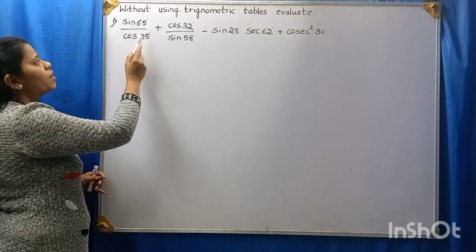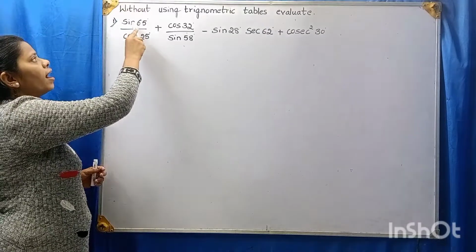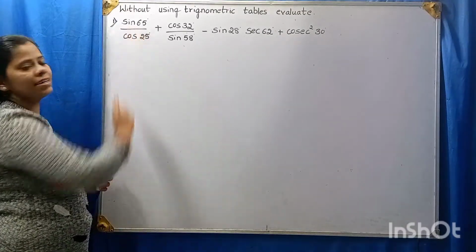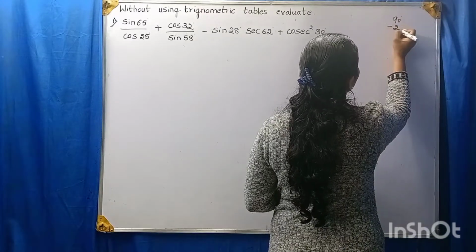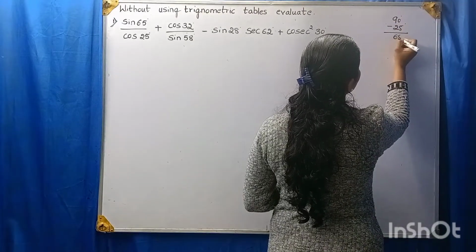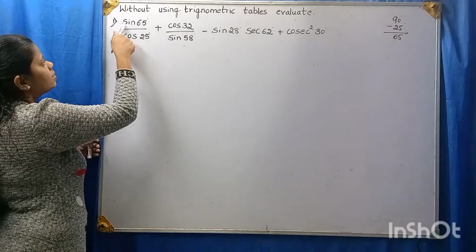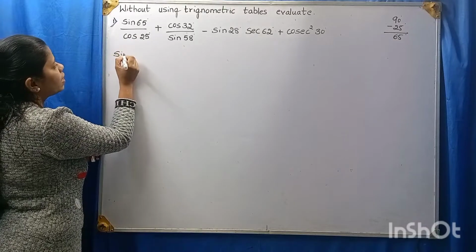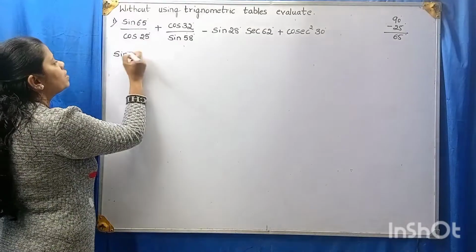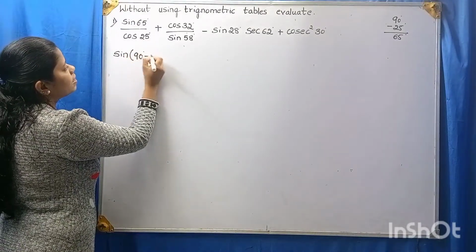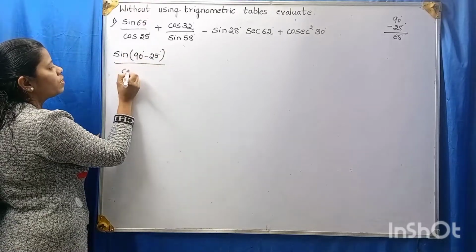When you add 65 plus 25, you will get 90. So I can replace this as 90 degree minus theta. 90 degree minus 25 degree, what we will get? 65 degree, right? Therefore, this sine, I will write this 65 degree as 90 degree minus 25 degree, divided by cos 25 degree.